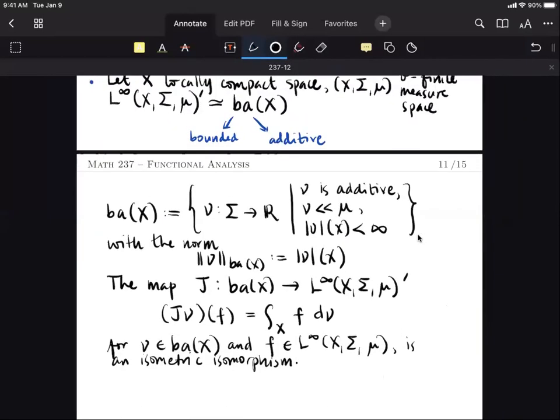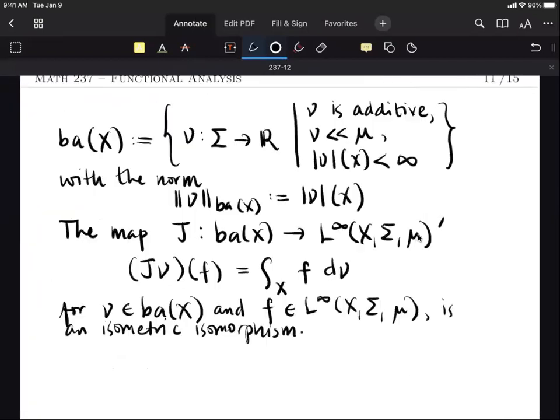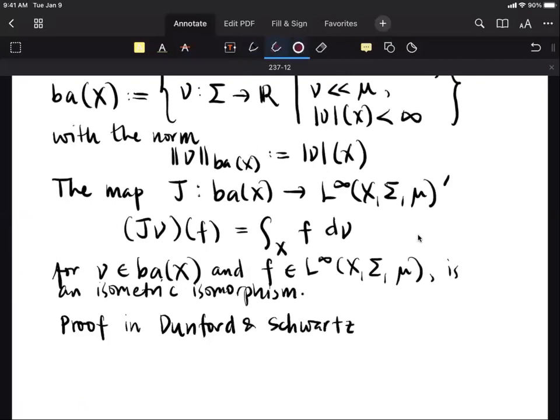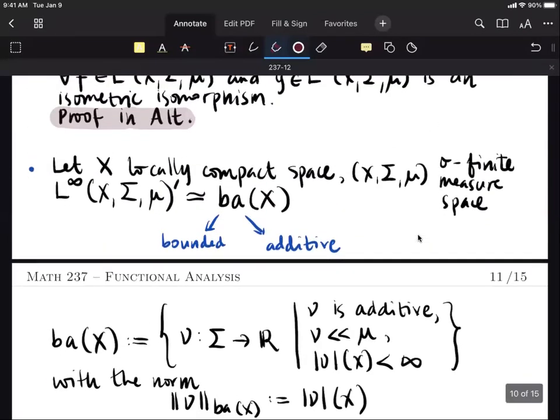So the proof is quite technical. You can look at the book of Dunford and Schwartz. So here we are only stating the duality with respect to some isometric isomorphism, and the proofs are located in these references. Due to the limited time that we have, of course, we will not prove these remarks here.